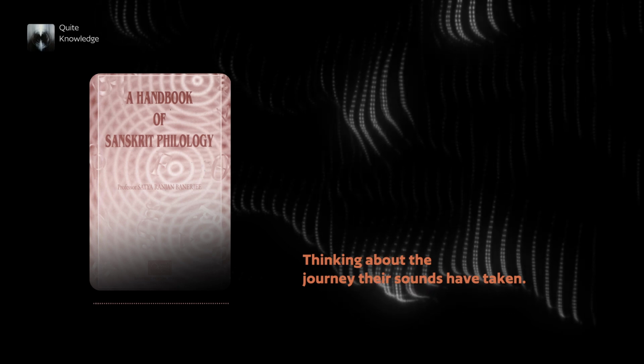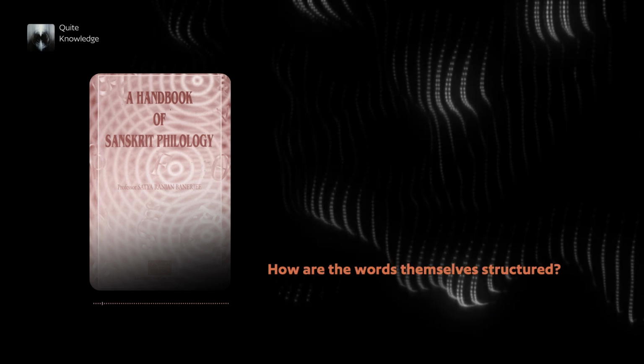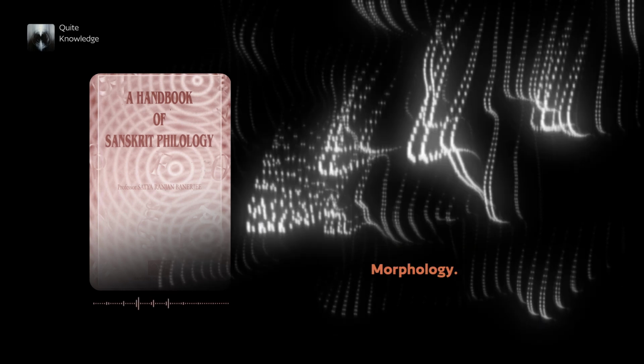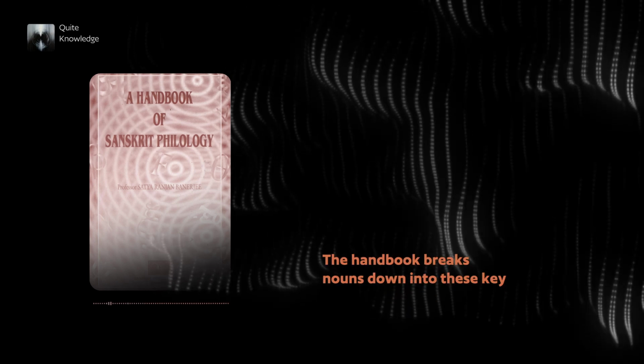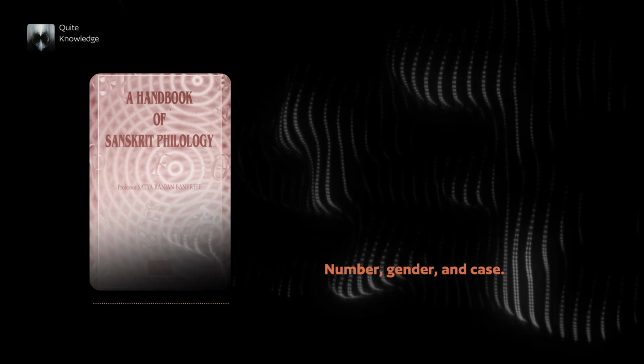Thinking about the journey their sounds have taken. Definitely. All right, that's a lot about sounds. Let's shift gears a bit. How are the words themselves structured? Morphology. Let's start with nouns. Right. Morphology, the building blocks of words. The Handbook breaks nouns down into these key categories inherited from Proto-Indo-European: number, gender, and case.